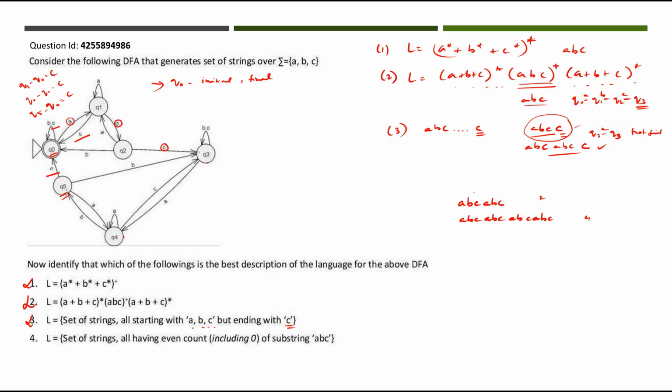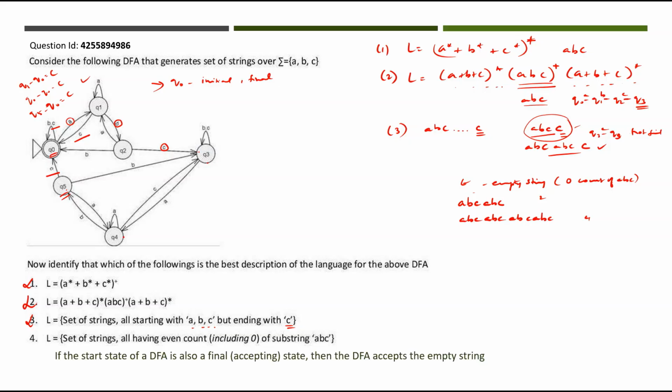What about including 0? When the count is 0, we can say the empty string is also accepted. Since the initial state is given as the final state, this declares that the empty string is also accepted by this particular DFA. If the start state of a DFA is also a final accepting state, then the DFA accepts the empty string, which states that including 0 is fine for now.